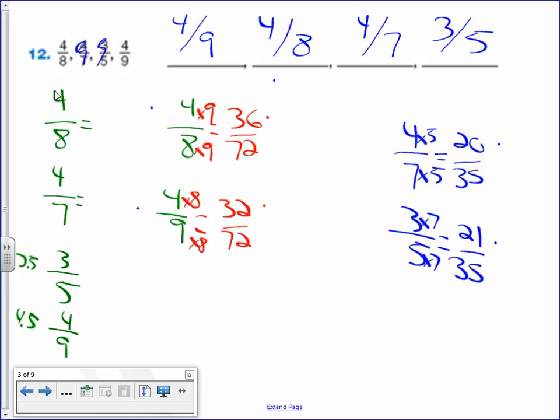Because the two numbers in the middle each have a 4 in the numerator. And since the 7 is smaller than the 8, that means 4/7 is larger, because each piece here is larger than each piece here. Let's look at another problem here.